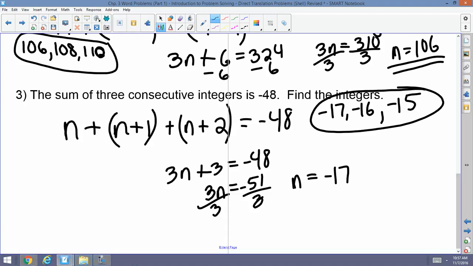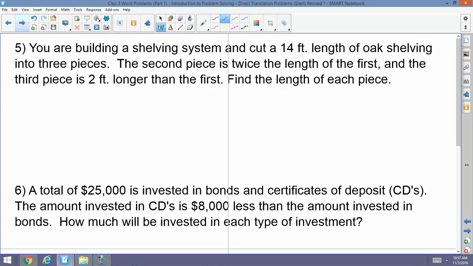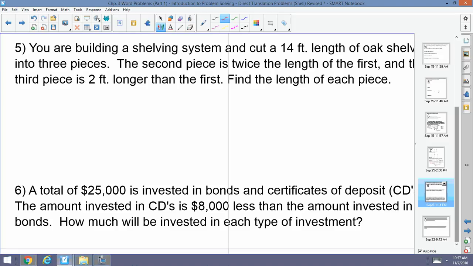I just put this in parentheses so you can see that I have my n, my first term, plus n plus 1 is my second term, plus n plus 2, which is my third term. That's why I did that. Okay? Now, what do I got left here? I got quite a few left.